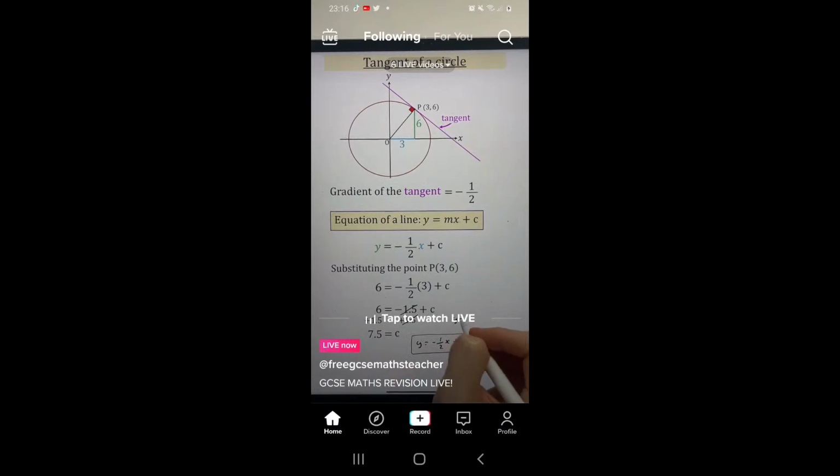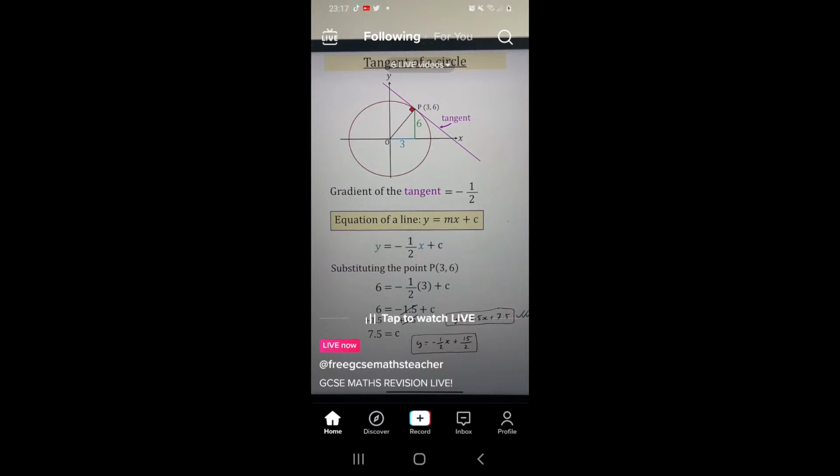You could write that as -0.5 x plus 7.5. Either of those are the same answer for 5 marks. So let us know in the chat, does that make sense or not? Someone said, why minus a half, not a half? Because they're perpendicular. It's the negative reciprocal.